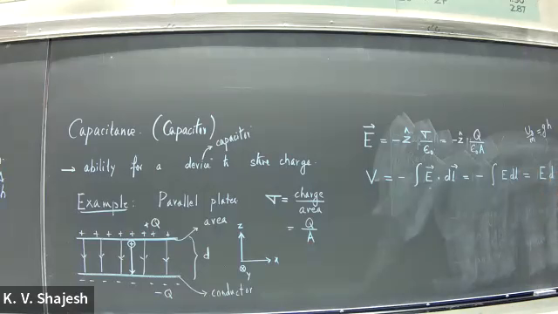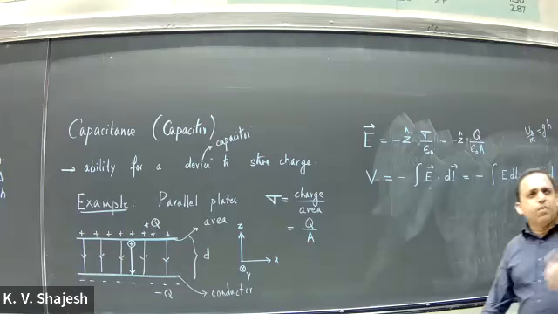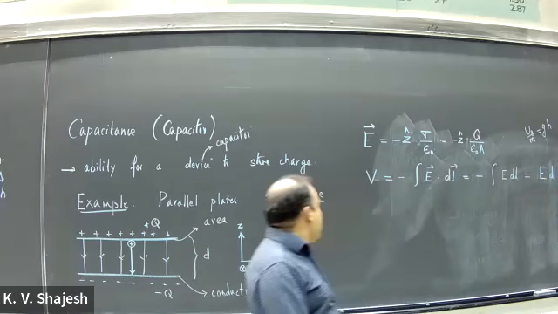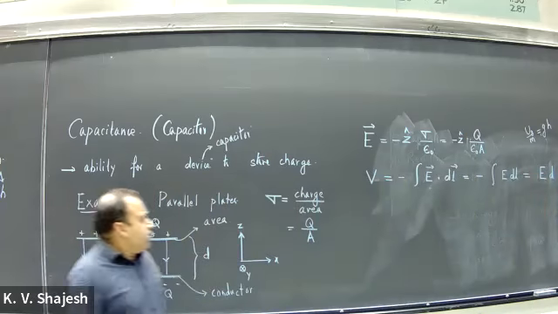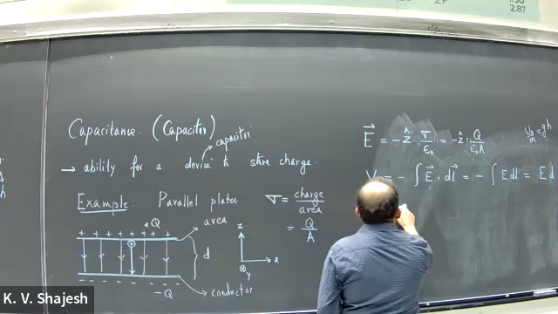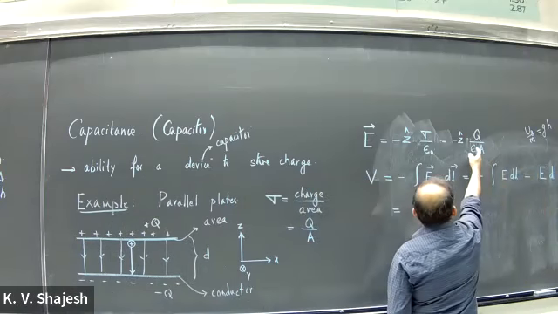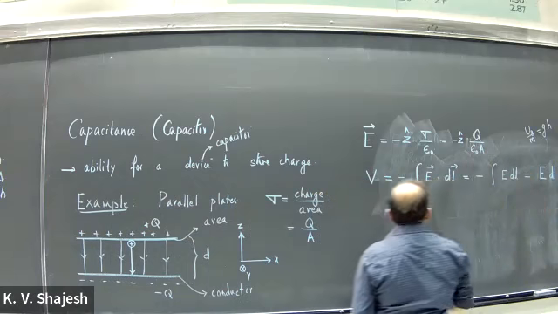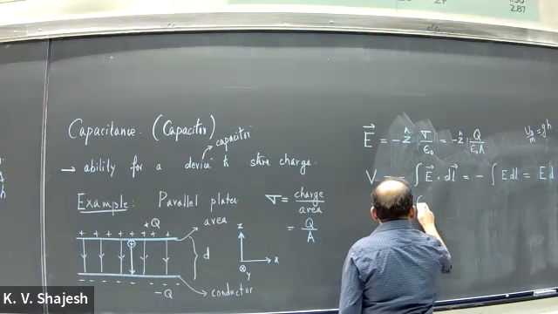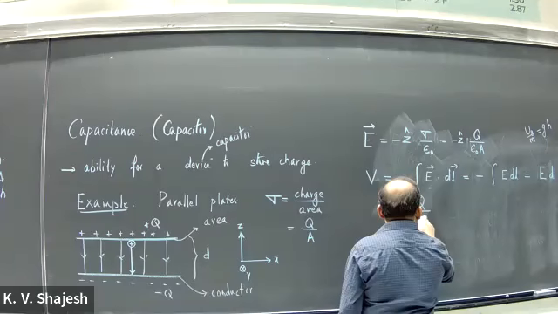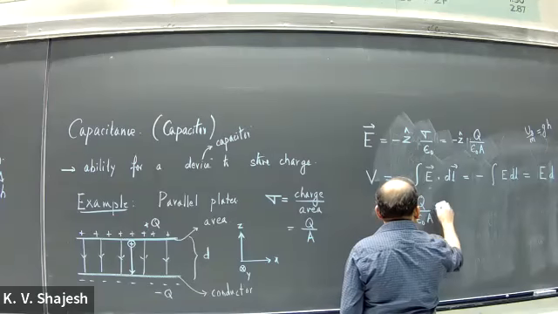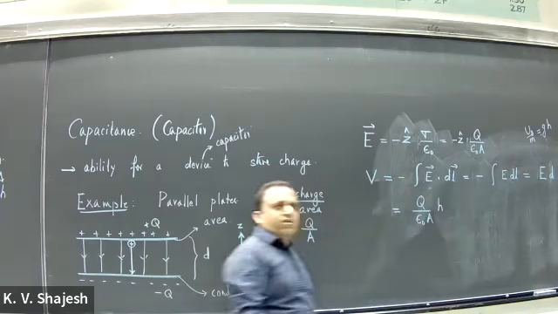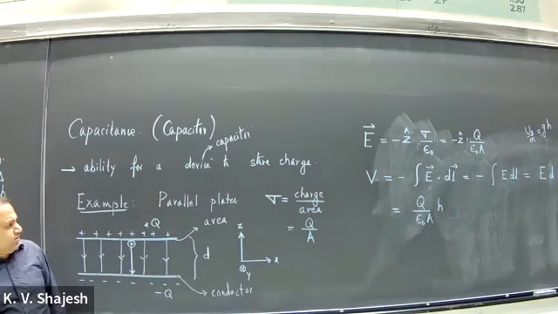Potential is very similar to force or the work done. Work done is force times distance. This is the electric field times distance. We are talking about energy per unit charge, so the Q is not playing a role. For our purposes, we place the magnitude of E in there. So that's Q over epsilon naught A times F. That's what it is.